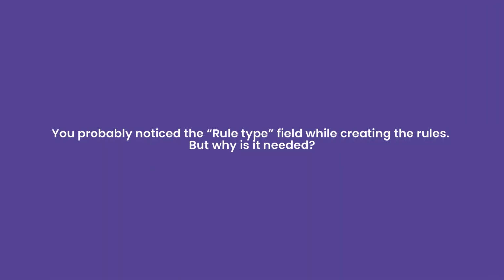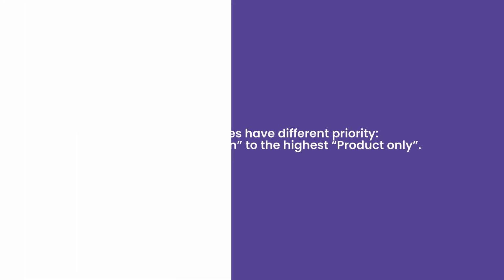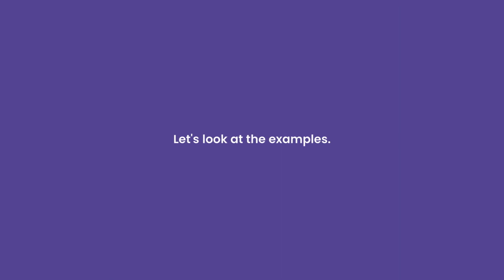You probably noticed the Rule Type field while creating the rules. But why is it needed? Different rule types have different priority, from the lowest, common, to the highest, product only. But the priority is not the only difference between these types. Let's look at the examples.